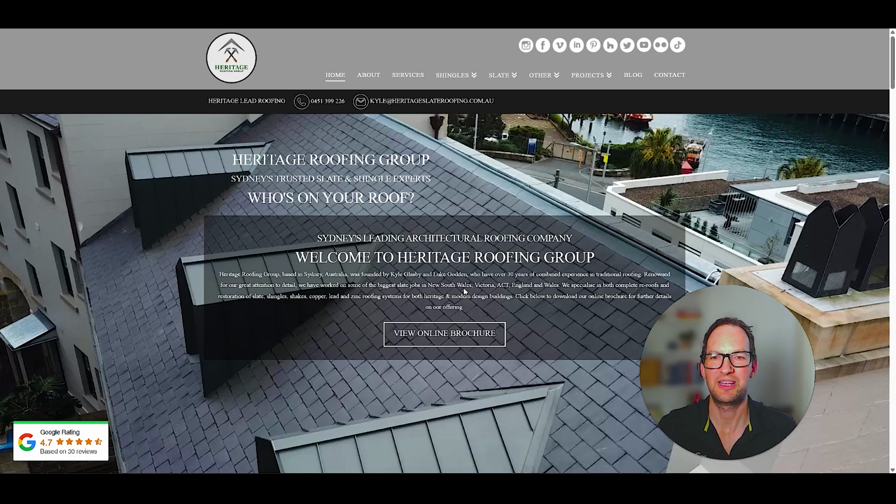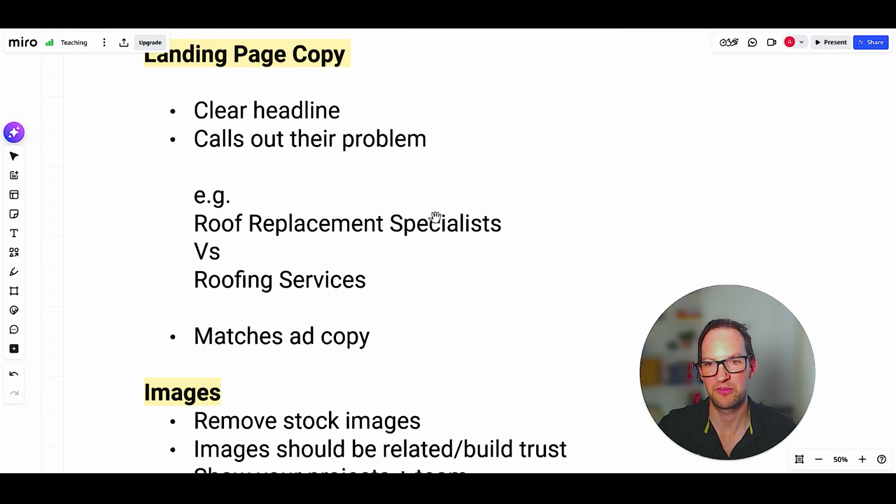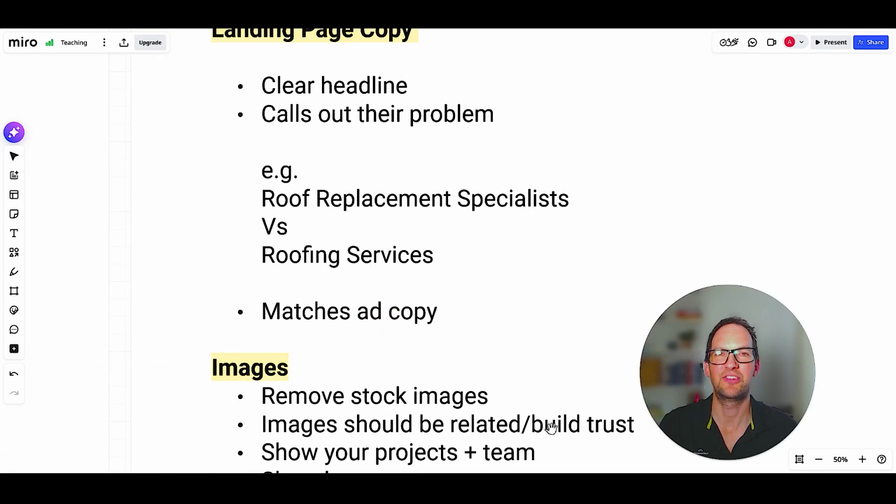So you want to start with a clear headline that actually calls out the problem. For example, we might have something like "roof replacement specialist," or even the types of roofs listed underneath, versus something very general like "roofing services." And you want to make sure that what you've got in your headline matches the copy of the actual ads themselves.